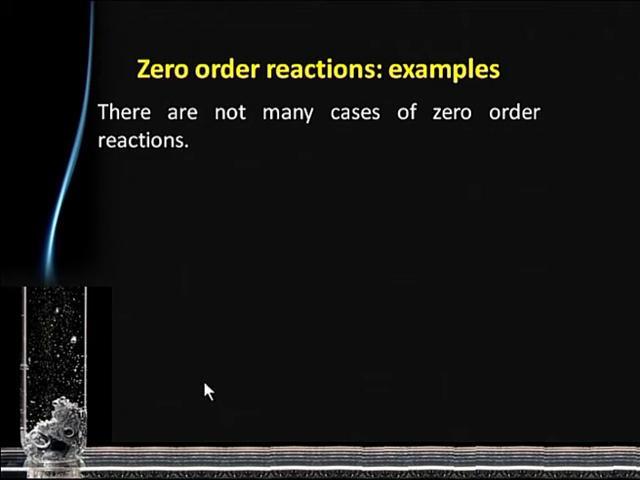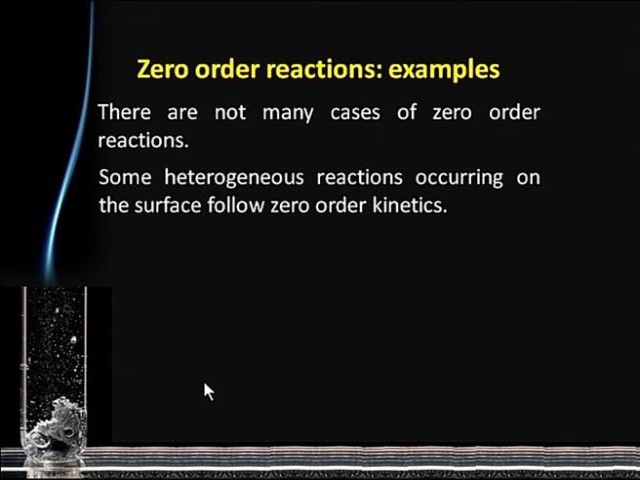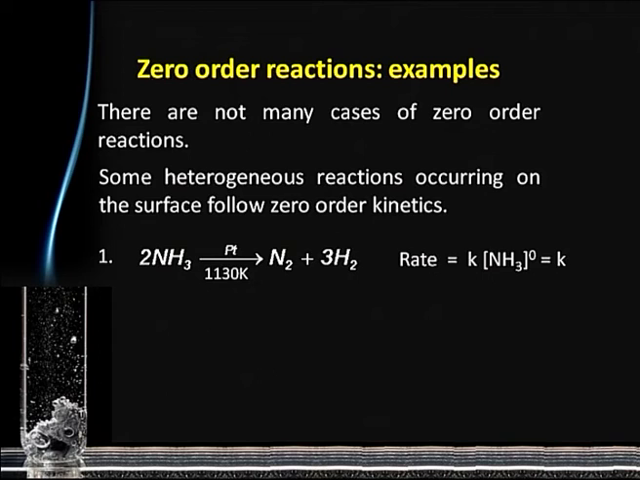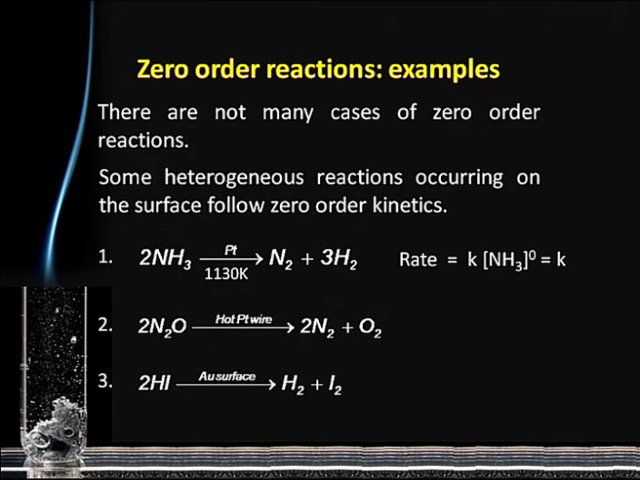There are not many cases of zero order reactions, and whatever reactions we come across take place on surfaces. These are heterogeneous reactions in fact. A very good example is this: ammonia decomposing on a surface of platinum at high temperature. The rate is independent of the concentration of ammonia. Rate is equal to rate constant. And the second is again an oxide of nitrogen on hot platinum wire. And the third example is the decomposition of HI on a gold surface.